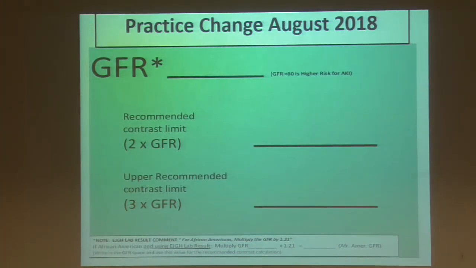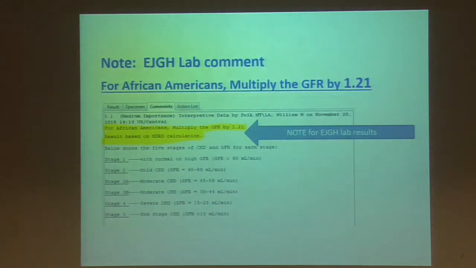So we implemented the practice change, and this is a copy of the green sign, and Chris has copies of it over there too. The cath lab nurse in the pre-procedural area will make the sign based on the patient's contrast limits and GFR. So they write the GFR, everybody in the cath lab is going to know their GFR, what the recommended limit and the upper limit would be.